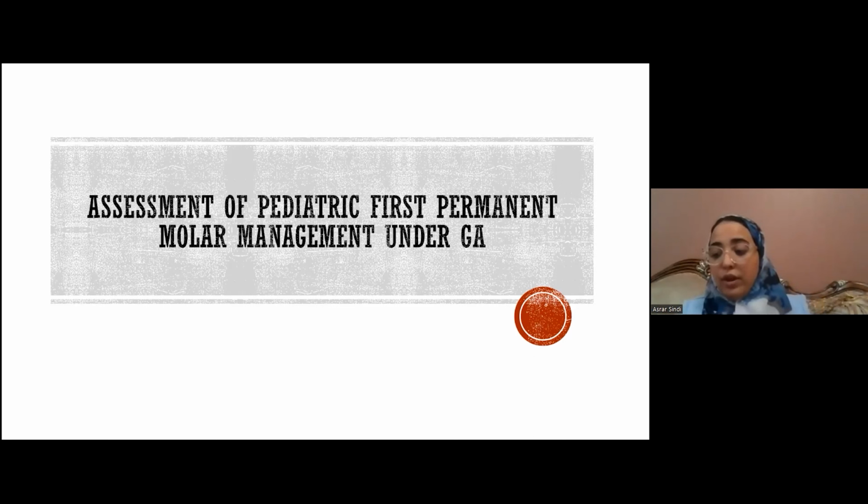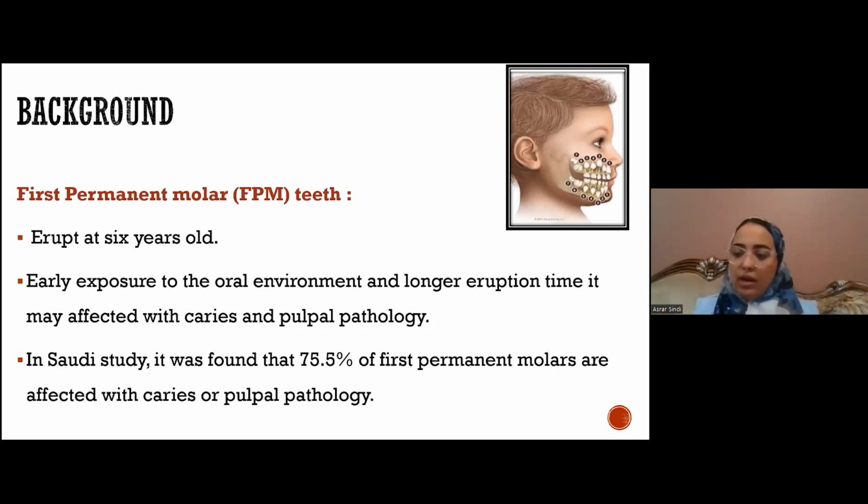Now, it's a great honor for me to present to you this topic, which is assessment of pediatric first permanent molar. Let's start with our first permanent molar. It's the key of occlusion. It's the first permanent tooth to erupt into the occlusion, erupting posteriorly to the deciduous second primary molar. Due to early exposure to the oral environment and long eruption time, it may be affected by caries or pulpal pathosis.